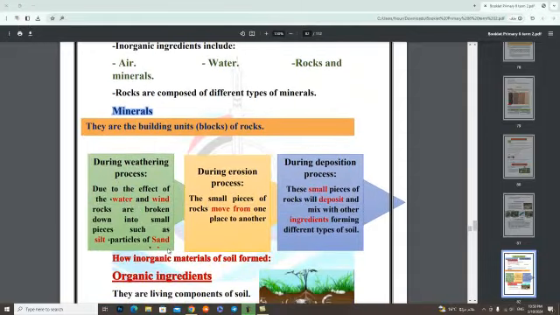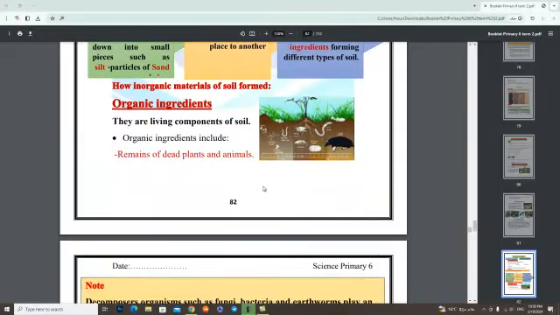During the weathering process, due to the effect of water and wind, rocks are broken down into small pieces such as silt and particles of sand. During erosion processes, the small pieces of rocks move from one place to another. During deposition processes, these small pieces of rocks will deposit and mix with other ingredients, forming different types of soil. How are inorganic materials of soil formed?